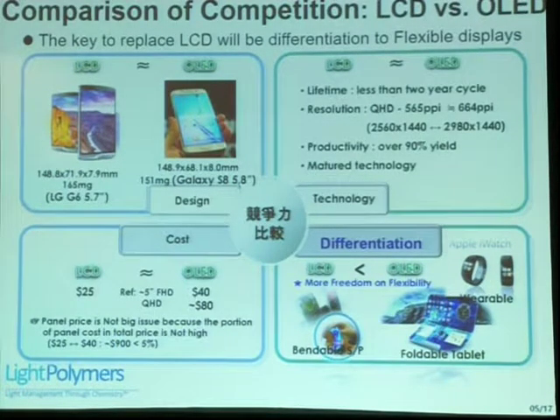In the case of mobile, the price doesn't matter. The Galaxy is almost $1,000, and the panel is just 2 or 4% of that. If you see it and say wow, then you take it. So in the case of mobile, the price of the panel is not an important parameter, okay?